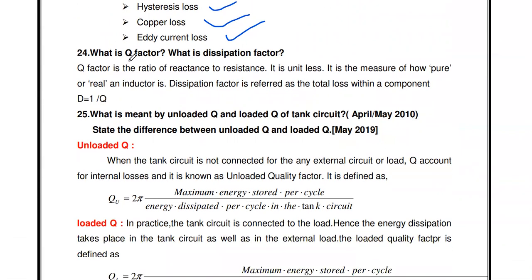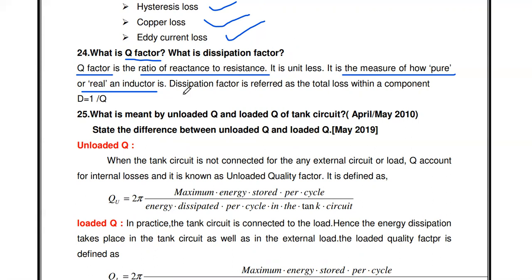Then the next one, what is Q factor? Q means quality factor. And what is dissipation factor? Generally the quality factor is nothing but the ratio of reactance to resistance. So this is the general definition. For one coil, quality factor is the ratio of reactance to resistance. This quality factor is a measure of how pure or real the inductor is. So in order to measure the purity of that inductor, we use the term quality factor.